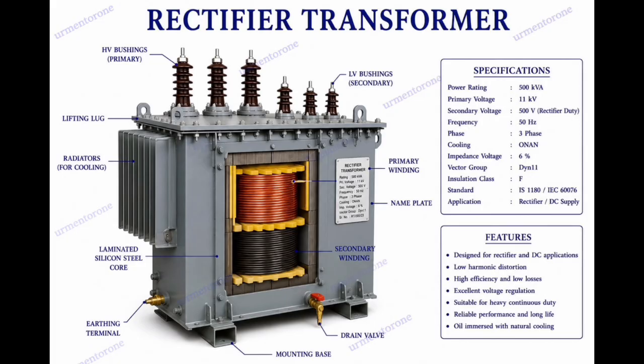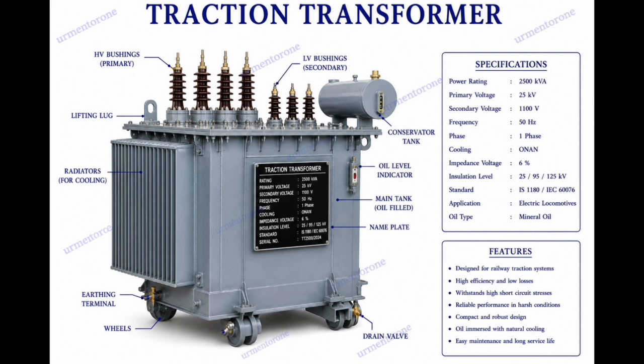Fourth one, rectifier transformers. Rectifier transformers are combined with industrial rectifiers to convert AC power into DC power. They are essential for processes like aluminum electrolysis, chemical plants, and DC traction systems. Fifth one, traction transformers. Traction transformers are mounted directly into electric trains, locomotives, or high-speed rail units to step down the high overhead catenary line voltage to a level usable by the train's propulsion motors.